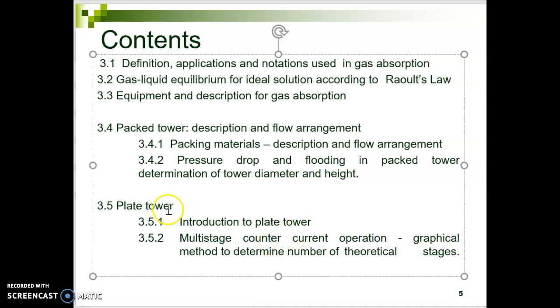Okay, so for the plate tower, you are able to explain the plate tower, and then we calculate the stages of the plate tower.